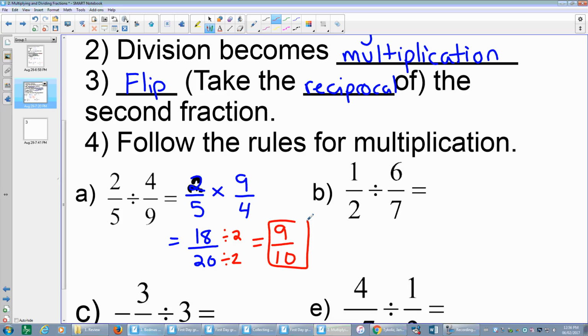Okay, for B. Again, step 1, first fraction stays the same. Step 2, division becomes multiplication. Step 3, flip the fraction, 7 over 6. Okay, now follow the rules for multiplication. What do I have to do? Multiply the numerators together. 1 times 7 gives me 7 over 2 times 6 gives me 12.